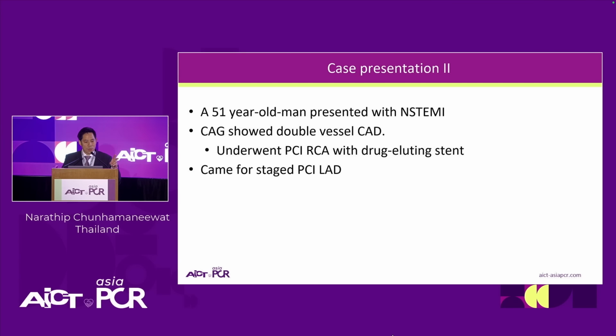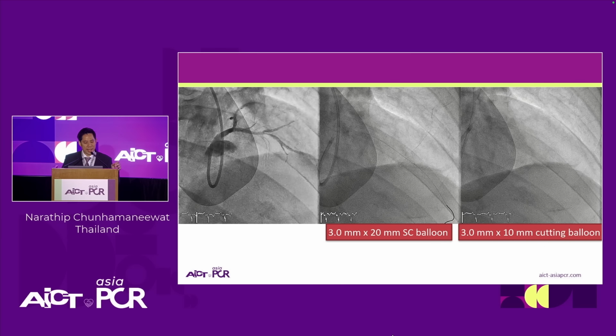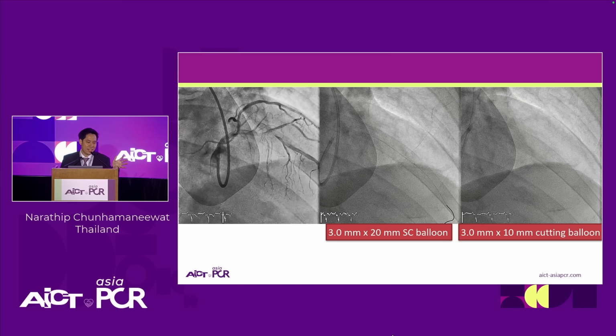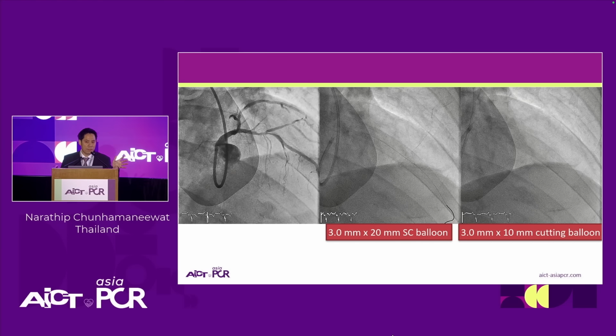So this is the second one, the fibrotic one. 51 years old, only 51, came in because of non-STEMI. So I did PCI to the RCA first with a drug-eluting stent and brought him back for staged PCI to the LAD. Look at the lesion, it was not calcific. So I thought it would be easy, and again, it was not. Only 51, so I planned to use a drug-coated balloon.